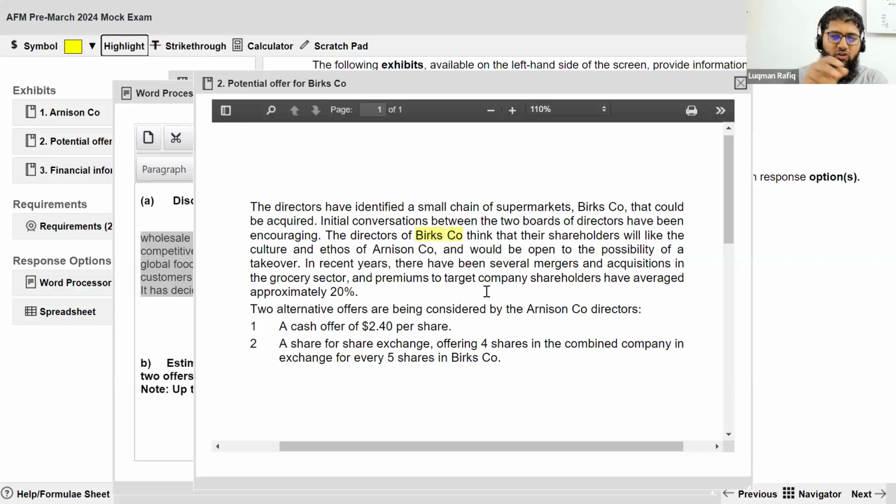Two alternative offers are being considered by the Arnison company directors: a cash offer of 2.4 per share, and a share for share exchange offer in the combined company. Okay, so there are two alternate offers that are there. So we are going to talk about them. But what we could see is that it's a small chain of supermarkets.